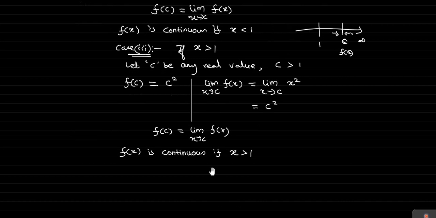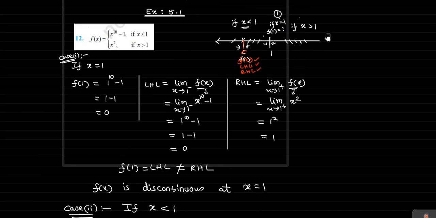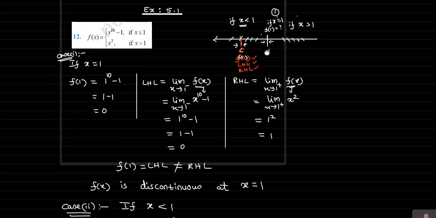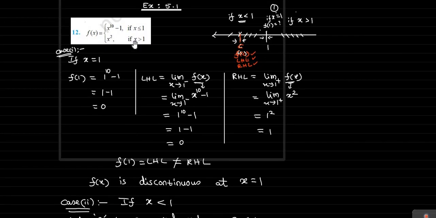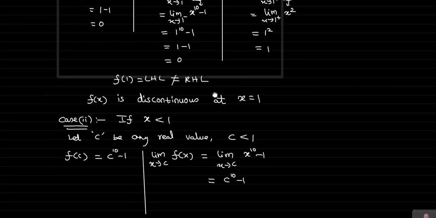So from all three cases above, what can we say? Throughout the real line, is the given function continuous? No. At x equal to 1, the function is discontinuous. So only at one point is the given function discontinuous. For all the remaining real values excluding 1, the function is continuous. I have already written the solution here.